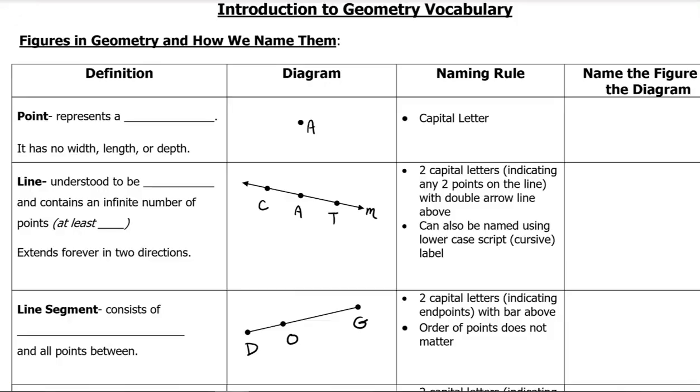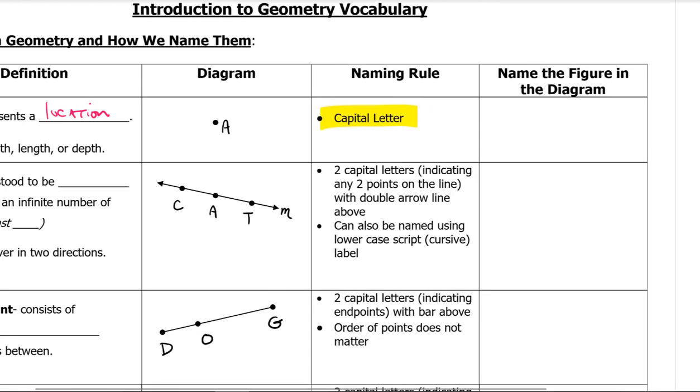And here we go. We're going to start off with the very first figure in geometry, and that's called a point. And a point is going to represent some location in space. It has no width, no length, or no depth, and it's always going to be notated with a capital letter. Now there's two ways to name a point.